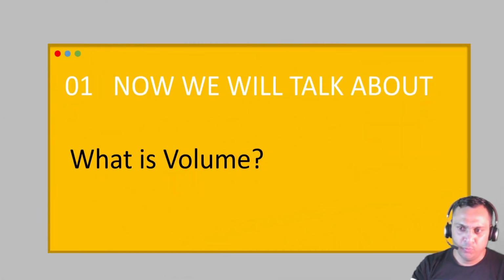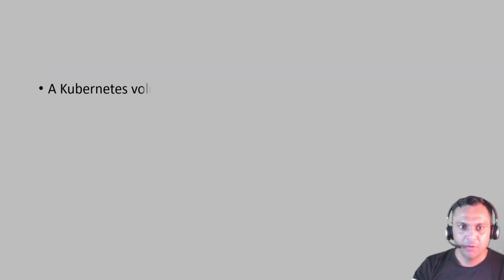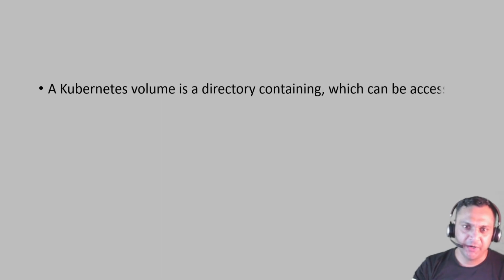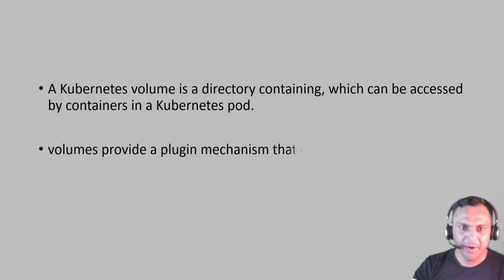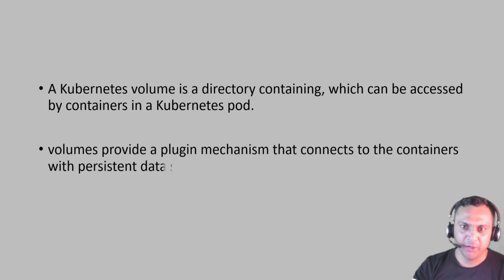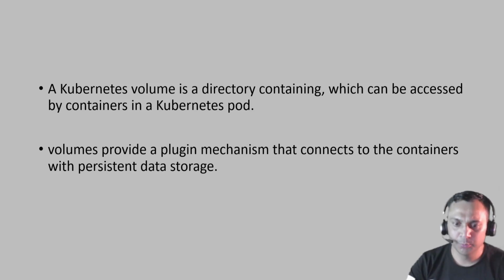Although we already know what a volume is, I would like to share the official definition of volume from the Kubernetes website. A Kubernetes volume is a directory which can be accessed by containers in a Kubernetes pod. Volume provides a plugin mechanism that connects the containers with persistent data storage. Let's move to our next topic, that is types of volume.